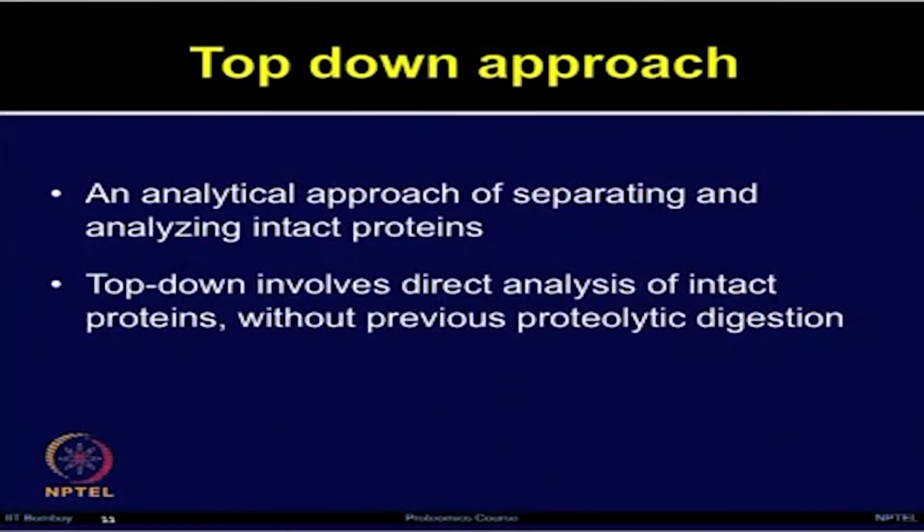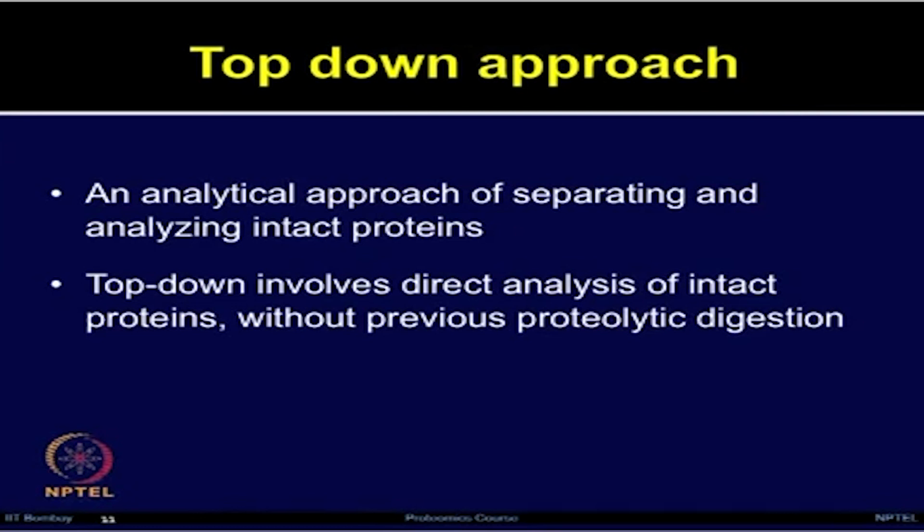Now, by employing mass spec, there are different types of approaches people use in proteomics, top down and bottom up. So, what is the top down approach? Top down is an analytical approach of separating and analyzing intact proteins without any previous proteolytic digestion. Let me give you a brief idea about the procedure, what are the steps involved in the top down approach.